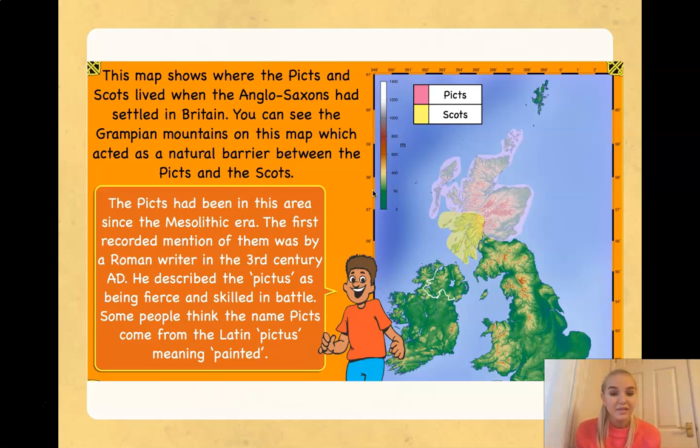And the Picts had been in this area in pink for a very, very long time. They had been there since the Mesolithic Era. Do you know what the Mesolithic Era is? It was a very long time ago. It was around the year 10,000 BC, so it was a very, very long time ago.